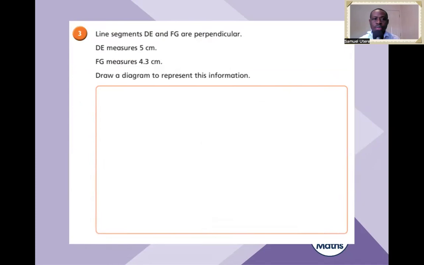Draw a diagram to represent this information. So you can use a set square to do that. So when you finish, your line would look like this. I'll do it with freehand. So you would have DE, and you could have another line like that. All right. DE is 5 centimeter. So DE measures 5 centimeter.